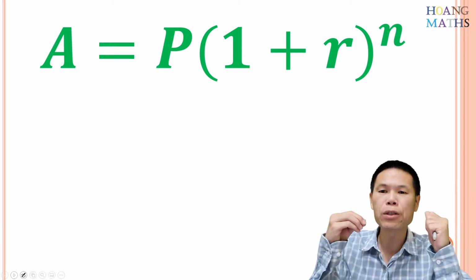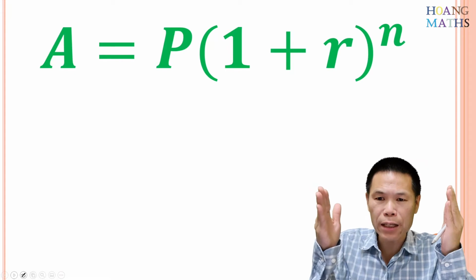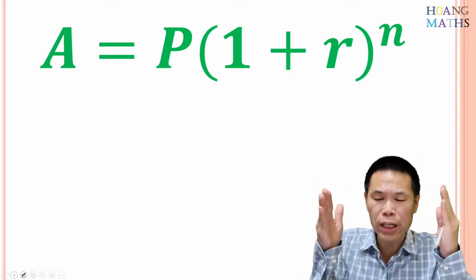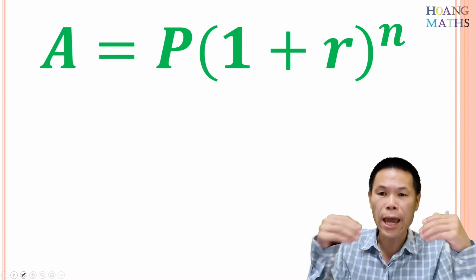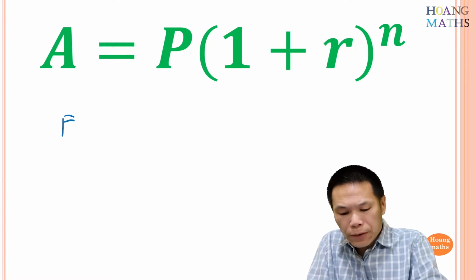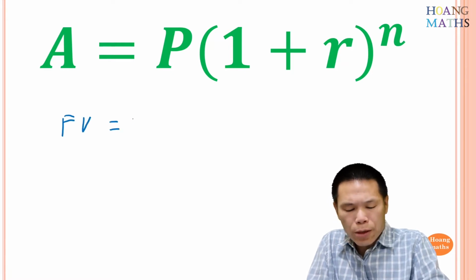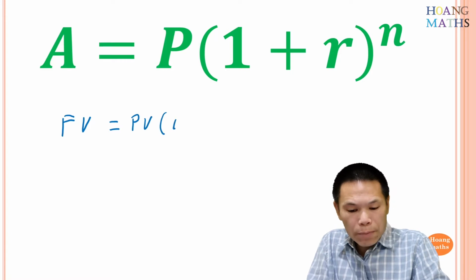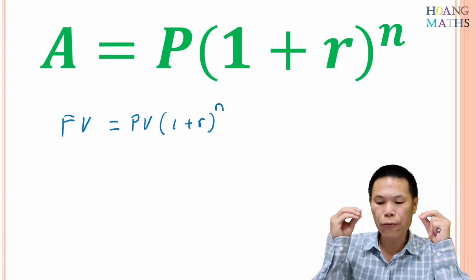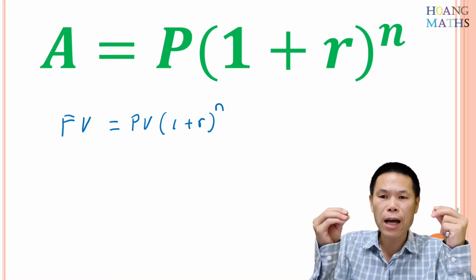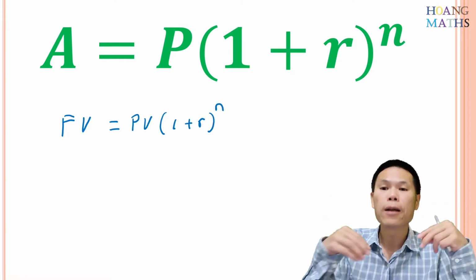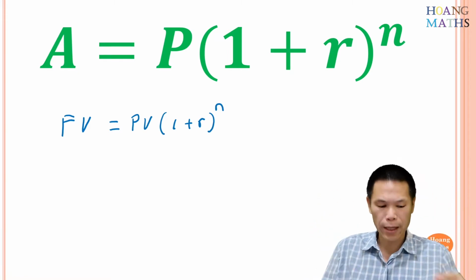So A is the future value, P is the present value, R is the appreciation rate or inflation rate, and N is time. Or we can write future value is equal to present value (1 + R) to the power N. So they are the same. Future value is A, present value is P, R is the inflation rate or the appreciation rate, N is the time. Okay.